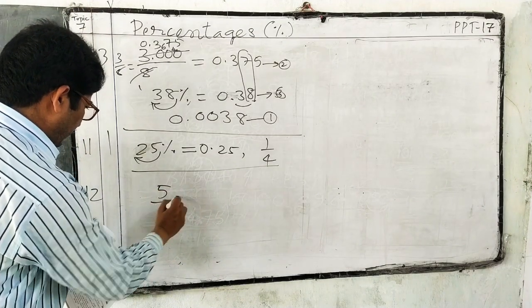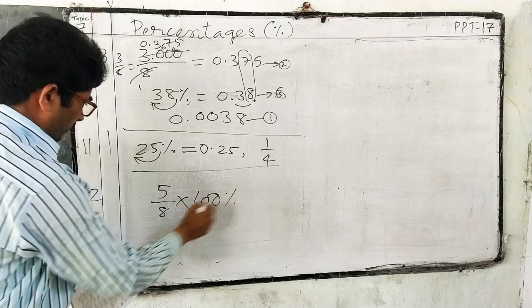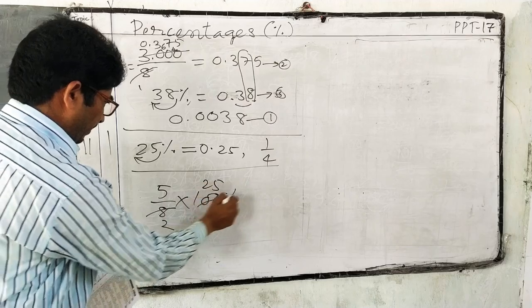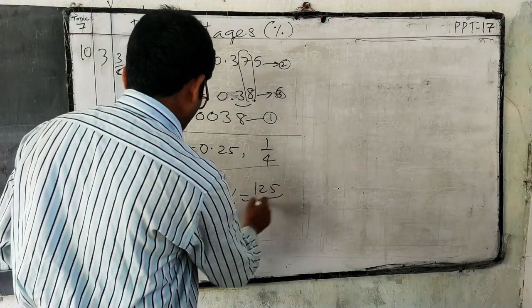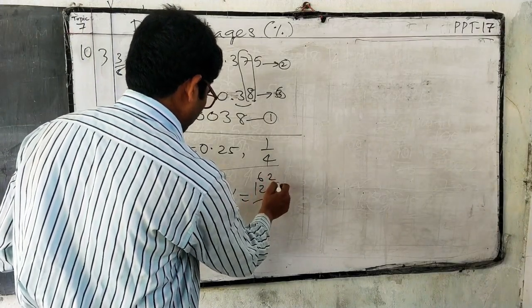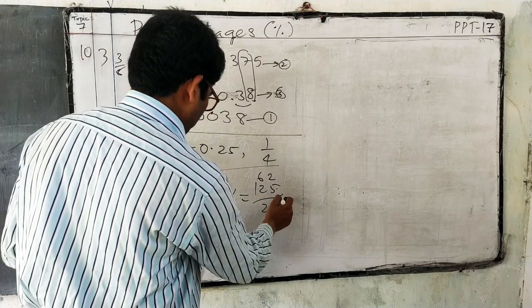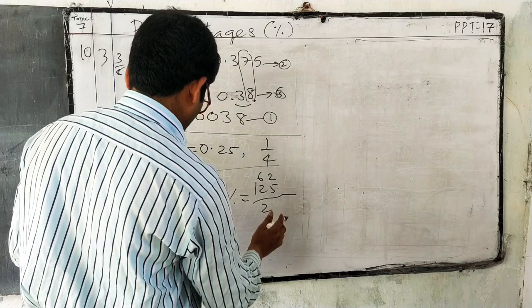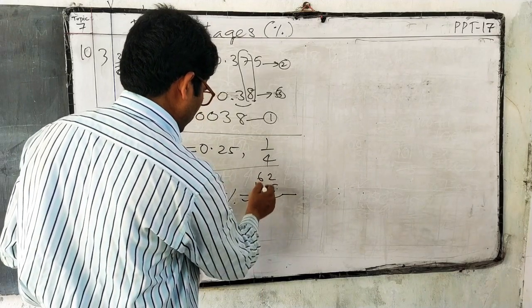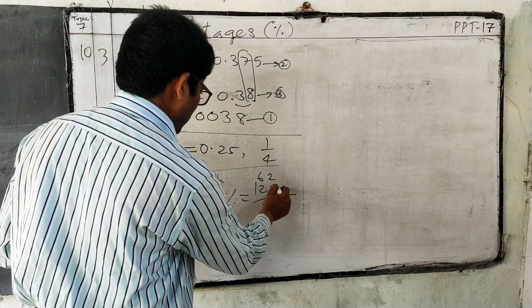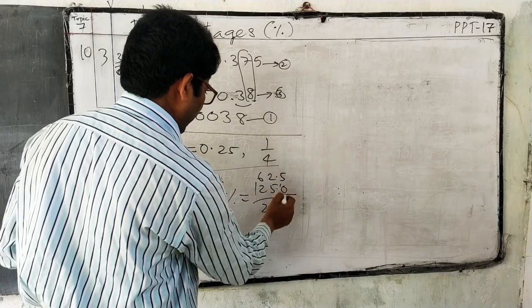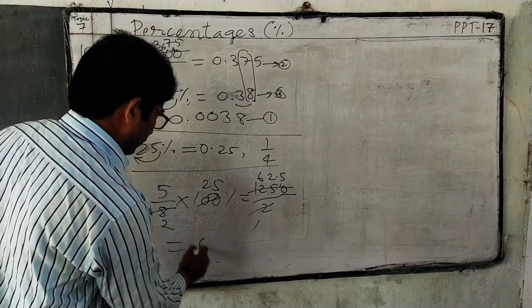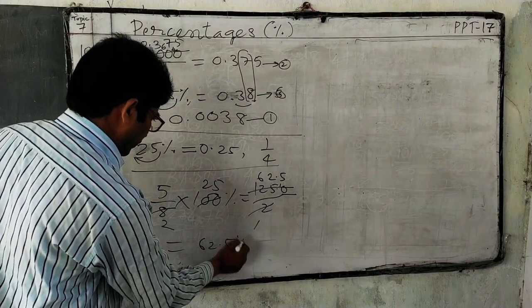12th, give the equivalent of 5 by 8 in terms of percentage. 5 by 8 in percentage. 8 4 2s, 4 25s, 25 5s are 125 by 2, so it is 62.5%.